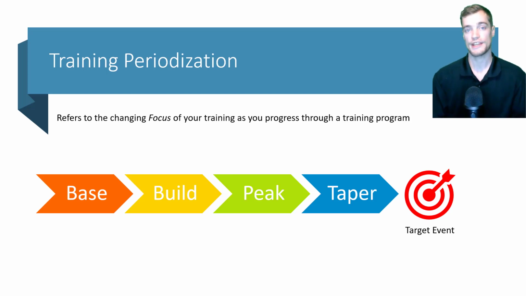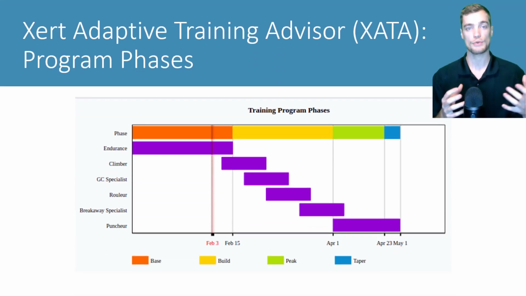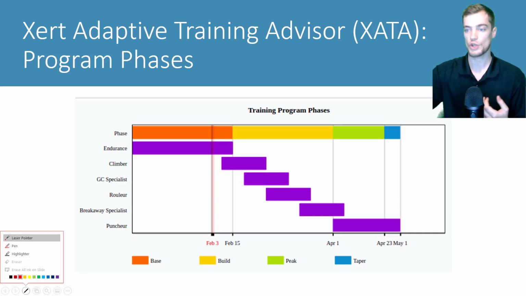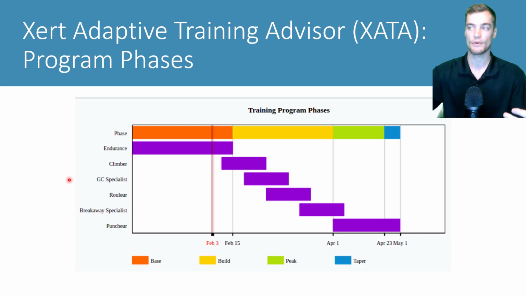To help you understand how Xert periodizes your training in preparation for a target event date, I'm going to walk you through a screenshot that I pulled from our support documents. And what this is showing us is the breakdown of the weekly training for an athlete type of puncheur who has a target event date of May 1st.